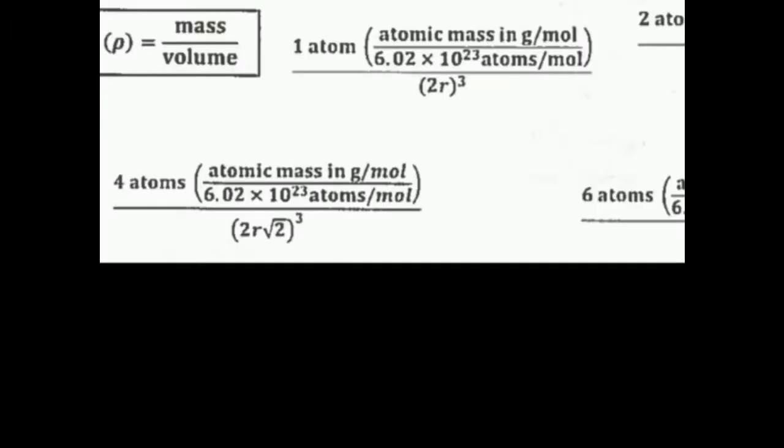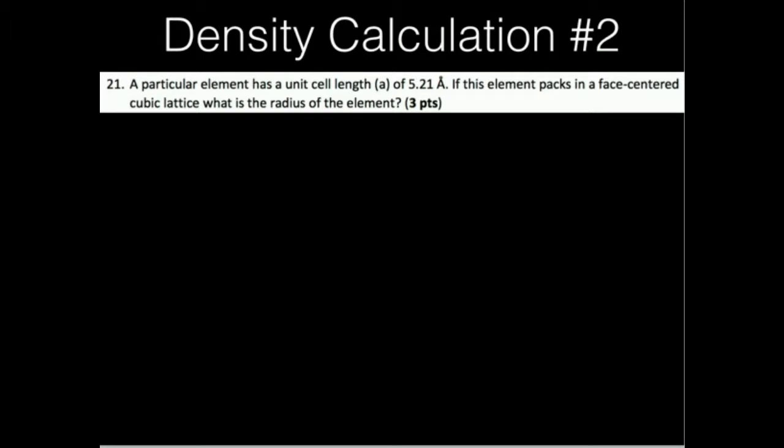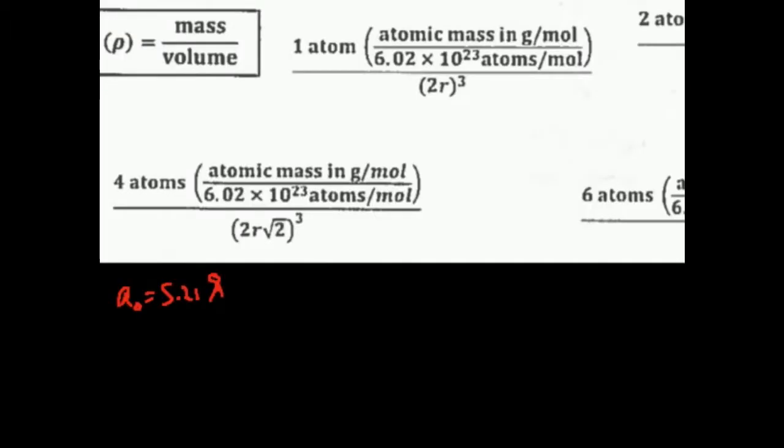All right, let me get the pen. So A naught is 5.21 angstroms. Was that the right number? Yeah, 5.21 angstroms, and it's a face-centered cubic lattice. All right, face-centered. So what's face-centered? Face-centered is going to be this formula right here.